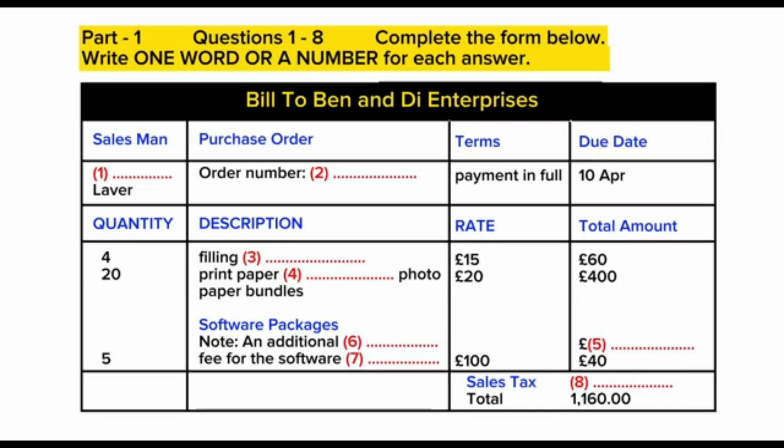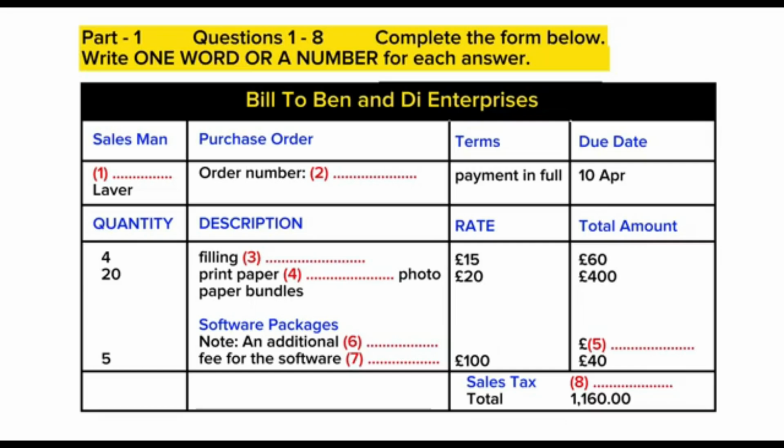Laver. Your order number is 6589 B521. You're paying in full, is that right? Yes. Okay. Today's the 4th of April, so we'll put a due date of the 10th on there. Now, do you remember your order details? Yes. First there was the filing cabinets. Of course, for a rate of £15 each.